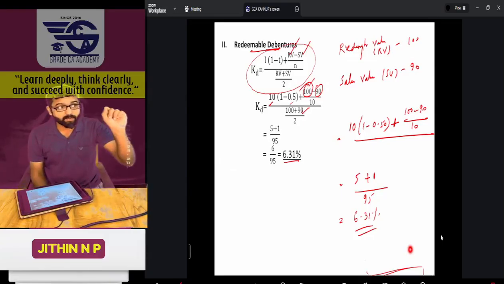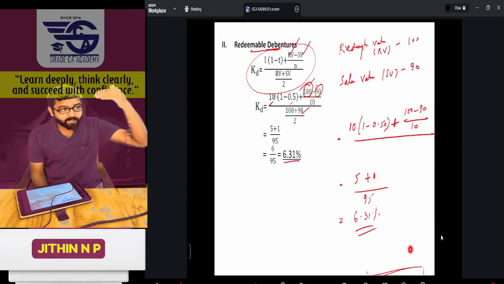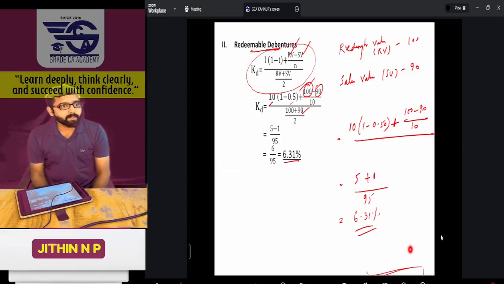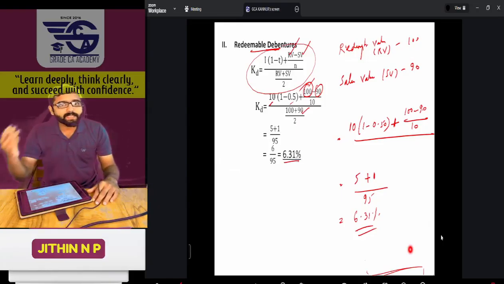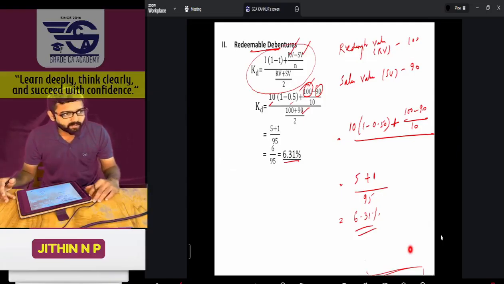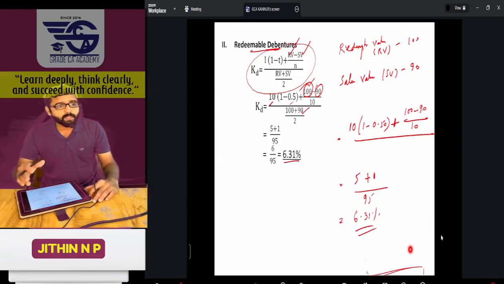Clear? Not redemption value: issued at premium, issued at par, redeem at par, redeem at premium, issued at a discount. These are different ways they can give. On the basis of this, redemption value and sales value may be different. Clear? Suppose cost of issue or flotation cost also may be given in the question.